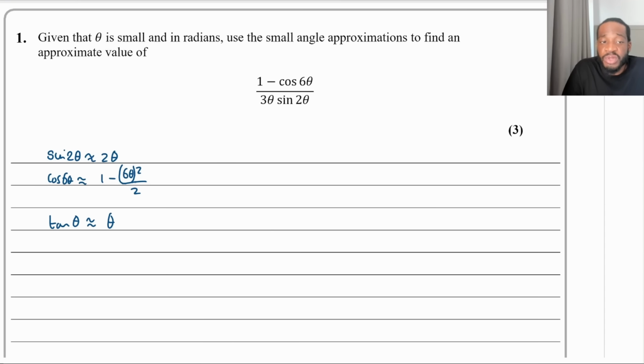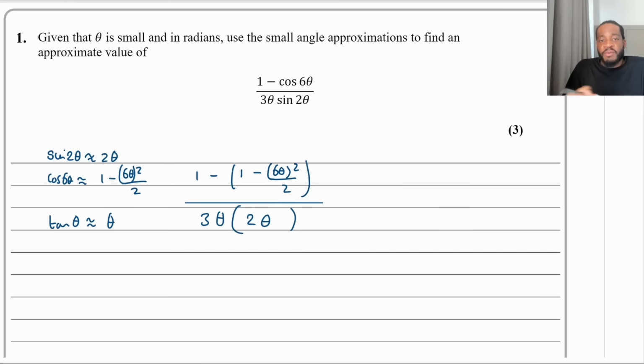Now we're just going to put those in. We're going to have 1 minus the small angle approximation, which is 1 minus (6 theta) all squared divided by 2. And then this is going to be divided by 3 theta. I don't need to change that because it's just theta, there's no sine or cosine with it. And then this here approximate is going to be 2 theta.